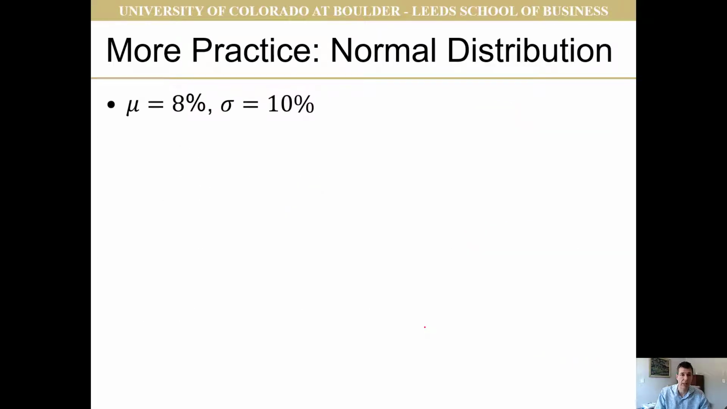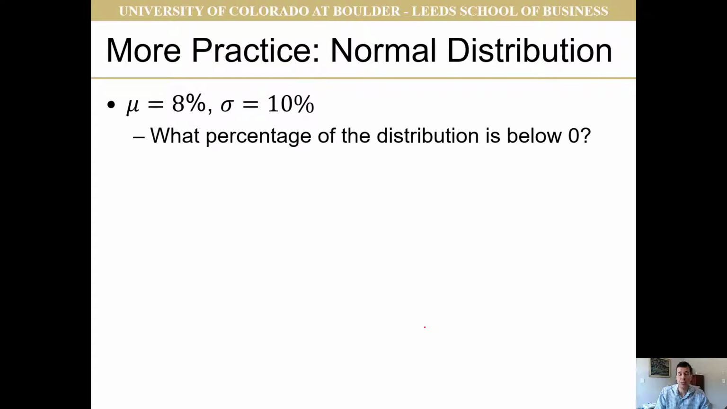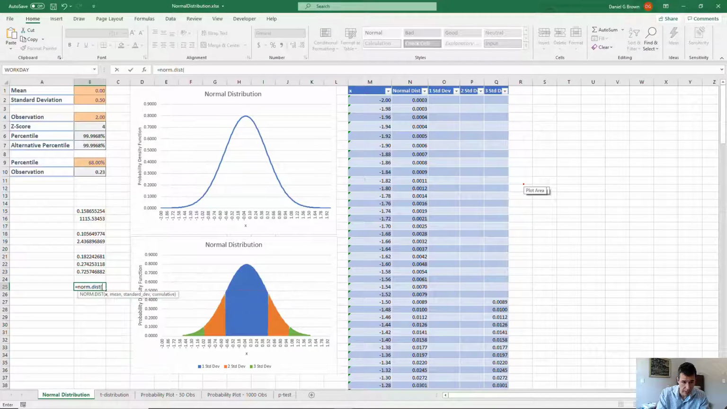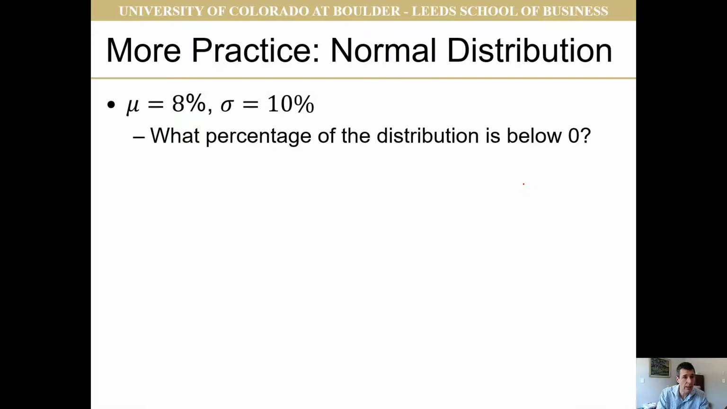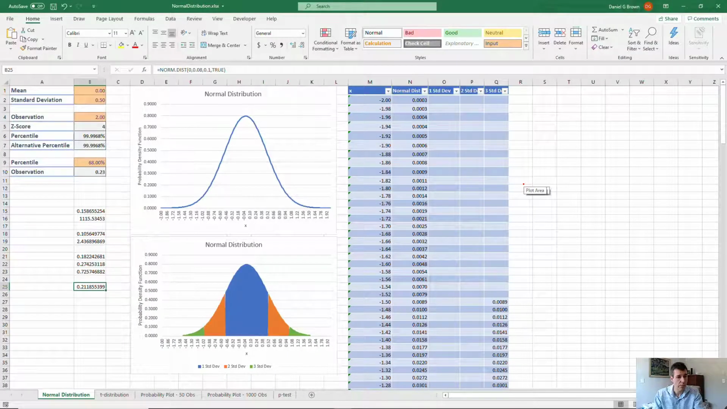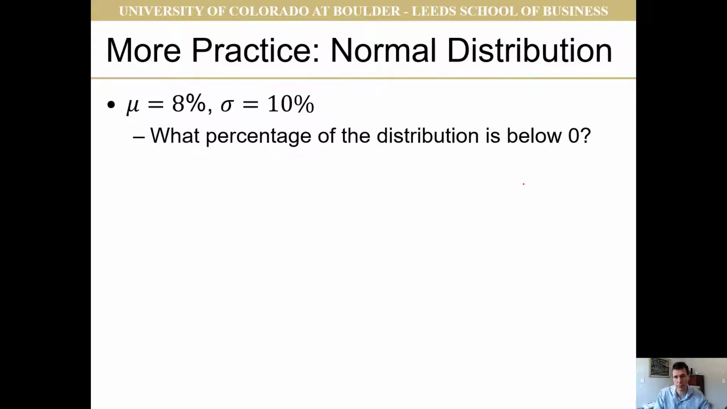Okay, some more practice. Mean is 8%, standard deviation is 10%. What percentage of the distribution is below 0? Okay, mean 8, standard deviation 10. We're asking below, which is the question that Excel can answer in a straightforward way. So equals norm.dist 0, that's our observation, mean 8%, 0.08, standard deviation 10%, 0.1, comma, true. 21.19%.